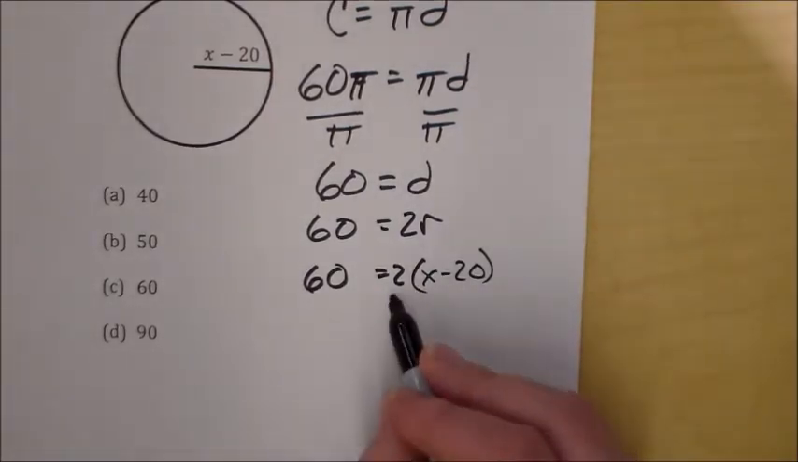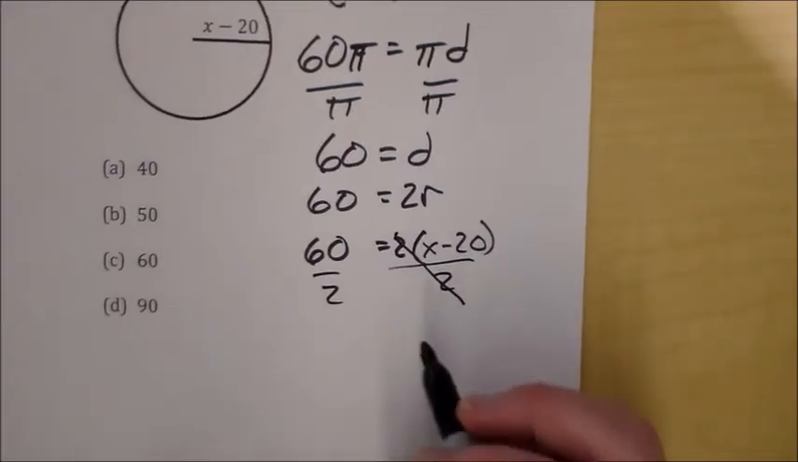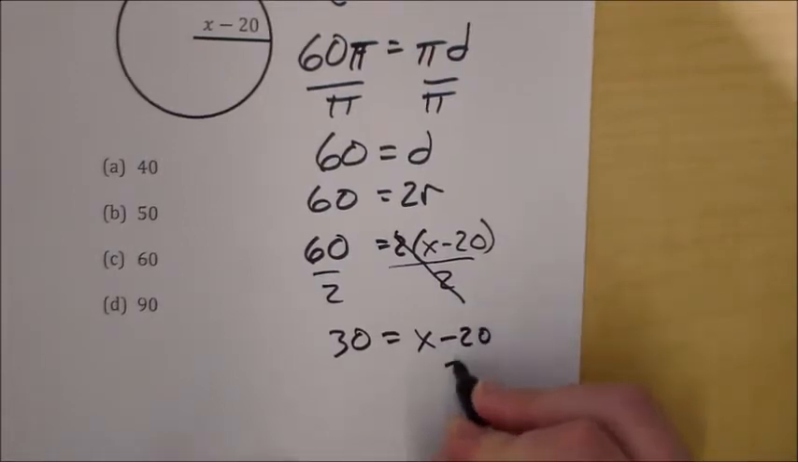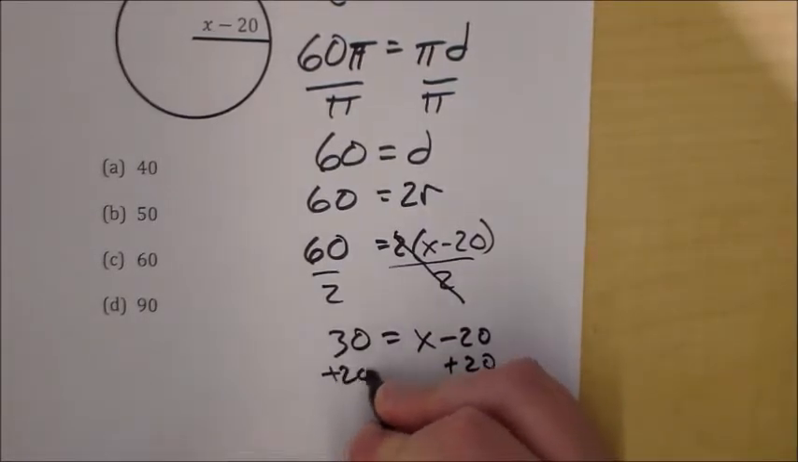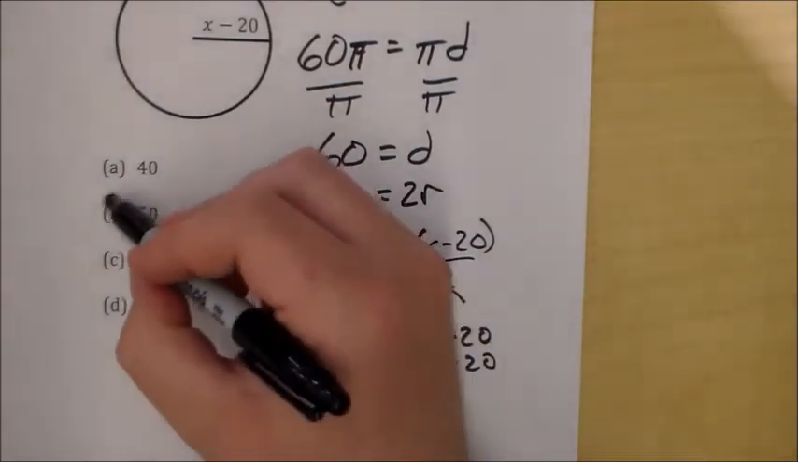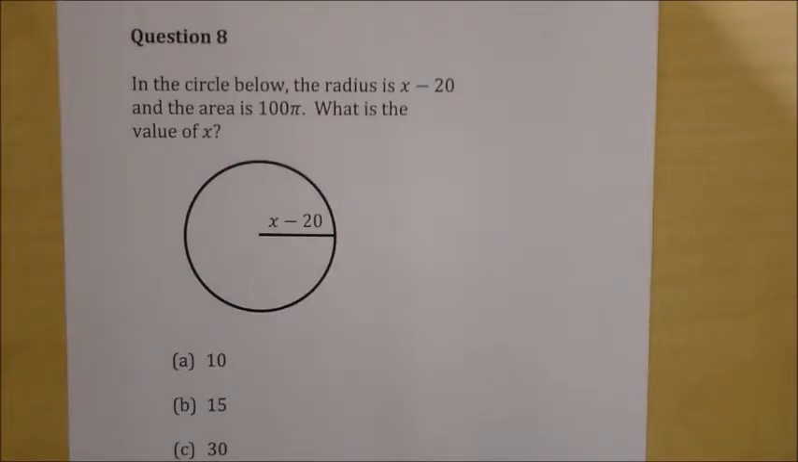The way I would do this is I'd divide each side by 2. Those cancel out. 60 divided by 2 is 30. 30 equals x minus 20. Add 20 to each side. X will equal 50. And we're good.